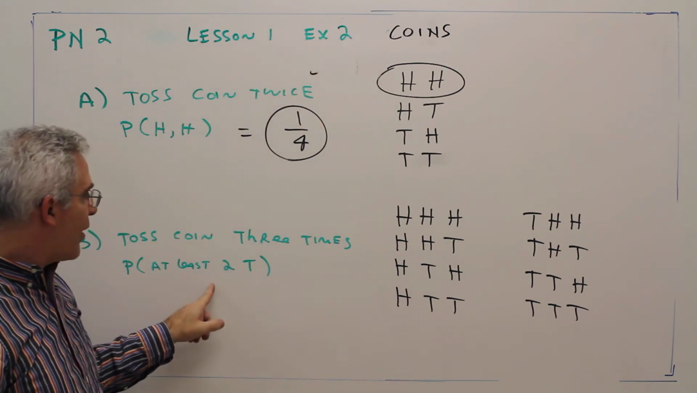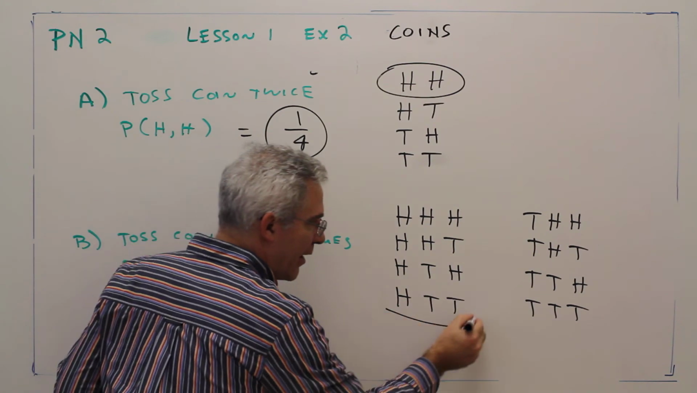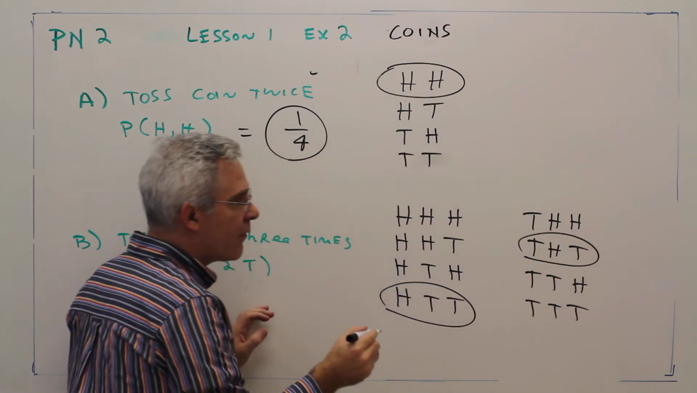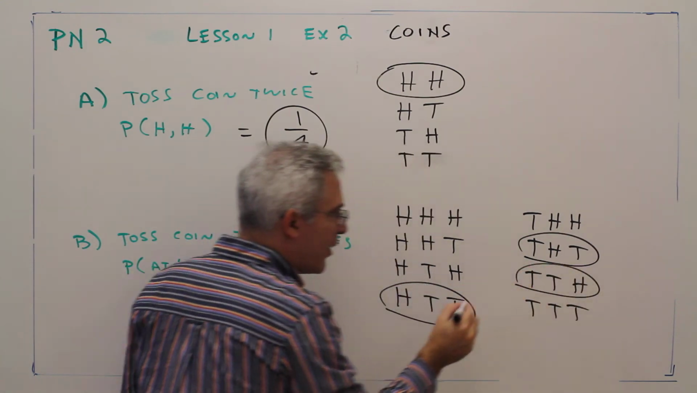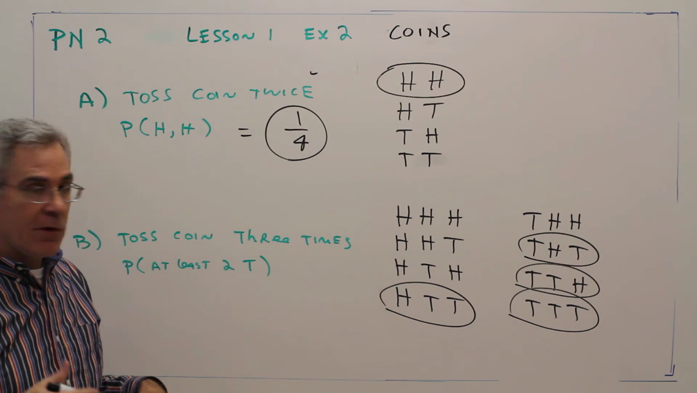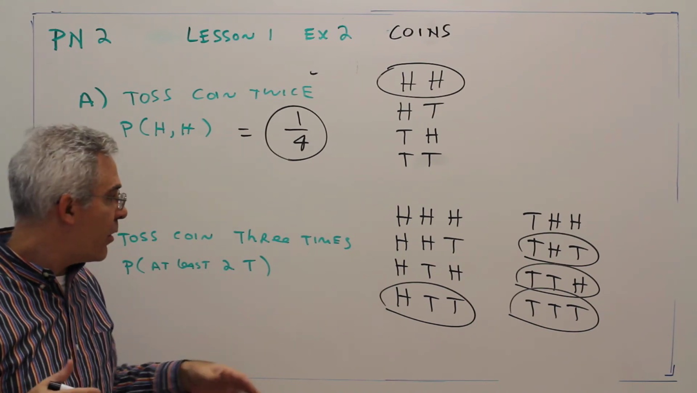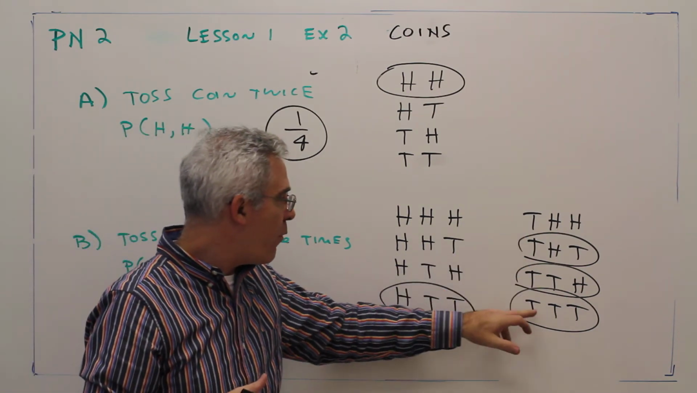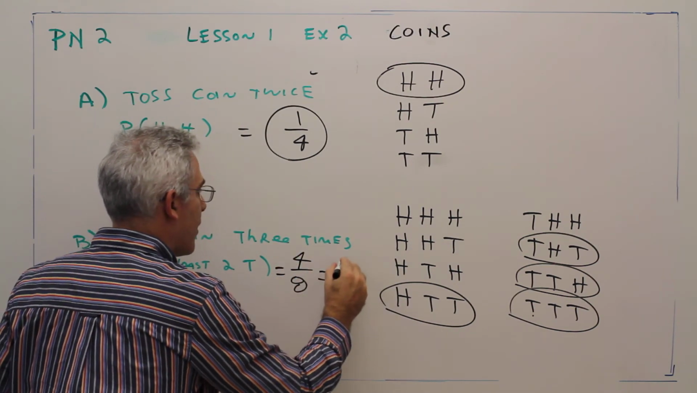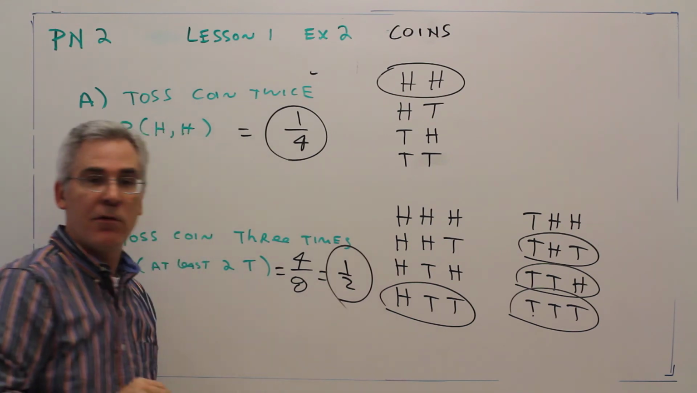At least 2 tails. This has at least 2 tails. This has at least 2 tails. This has at least 2 tails. This has 3 tails, which is at least 2 tails. So success out of total. 1, 2, 3, 4 out of 8. Reduce that to 1/2.